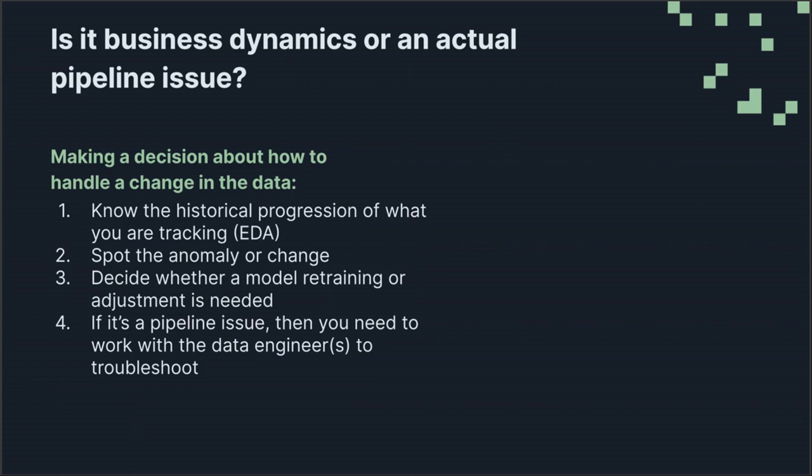If it's a business change, you may want to retrain your model or develop a better model that's more appropriate to your business with the latest information. If it's a pipeline issue, also known as a data incident, then you need to work with data engineers and other stakeholders to troubleshoot. In the near future, intelligent logic in the data quality monitor will help data consumers to identify these categories of change more effectively.